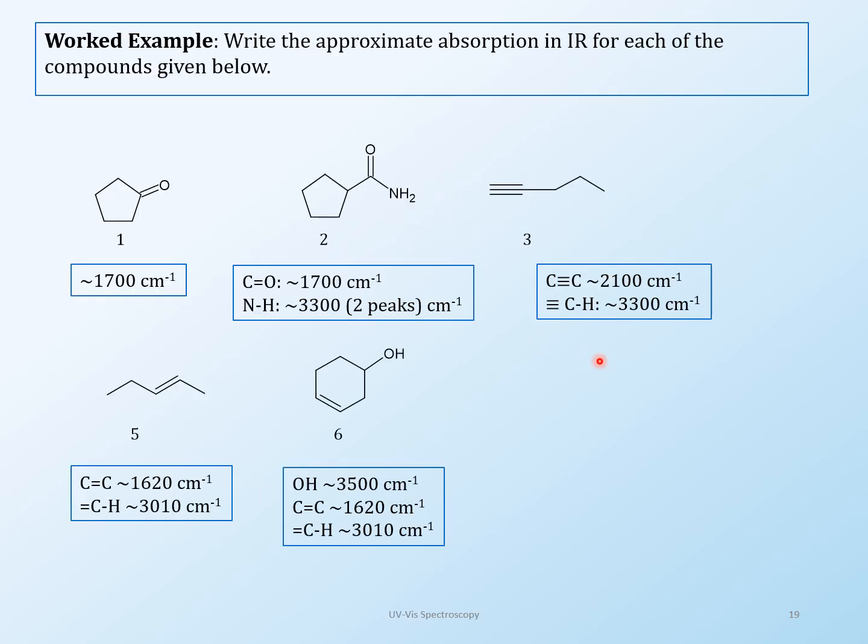Okay, so here are some worked examples, and these ones are just so that you get an idea of what kind of questions I asked. Here I didn't hide any answers. They're all right there for you. So write the approximate absorption in IRs. All you have to do is go through the table, look for the functional groups you're looking at, and then write the approximate frequency that you will see them. So ketones, very easy to do.